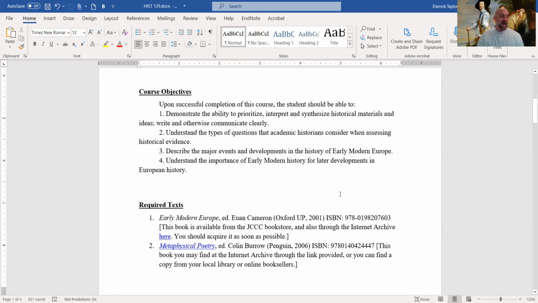That's fine. You're also going to be required to get a copy of, and I haven't put one in the bookstore, but it's available also through the Internet Archive, a book called Metaphysical Poetry. It's an anthology of poetry from 17th century England. Yes, you'll be reading poetry in this course. Trust me, it'll be interesting. The way I frame this, it'll be interesting for you.